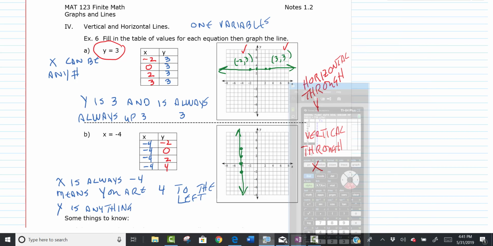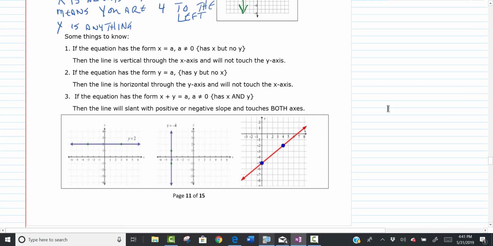All right. Just to wrap this up, there's a couple other things I want to mention, and then I'll summarize what I just did. If the equation has an x but doesn't have a y, then it's going to be vertical. This is an example right here, the graph of x equals -4. It goes through the x-axis but doesn't touch the y-axis. If your only variable is x, it's only going to go through the x-axis, unless it's x equals 0, which would, of course, be the y-axis.